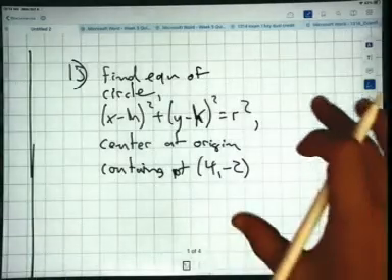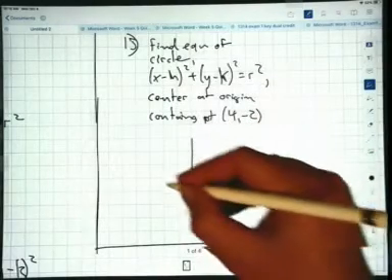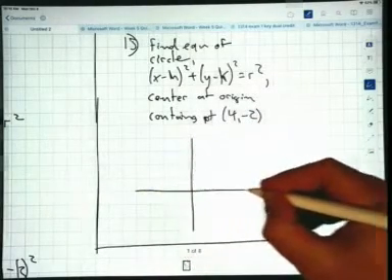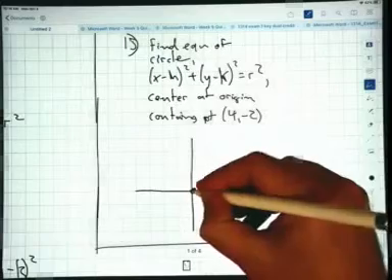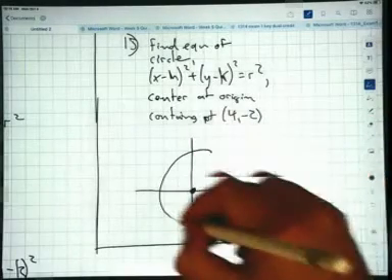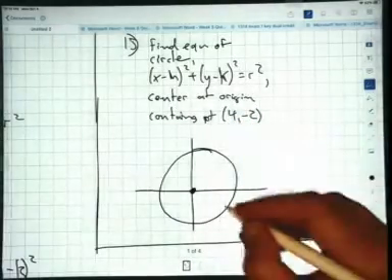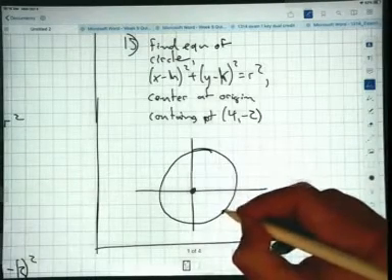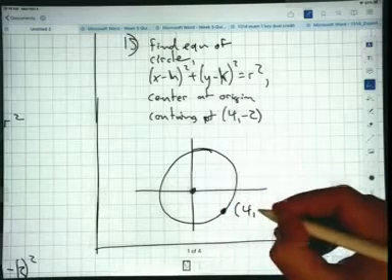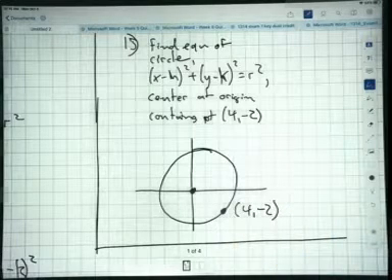Okay, so let's just get a picture and think about what's happening here. We know that we have a circle whose center is at the origin. So we have a circle, and it's going through the point 4, negative 2. Now, I can roughly guess where 4, negative 2 is. I'm just going to put it right here. There's the point 4, negative 2. Now, this is just a rough sketch of the circle.